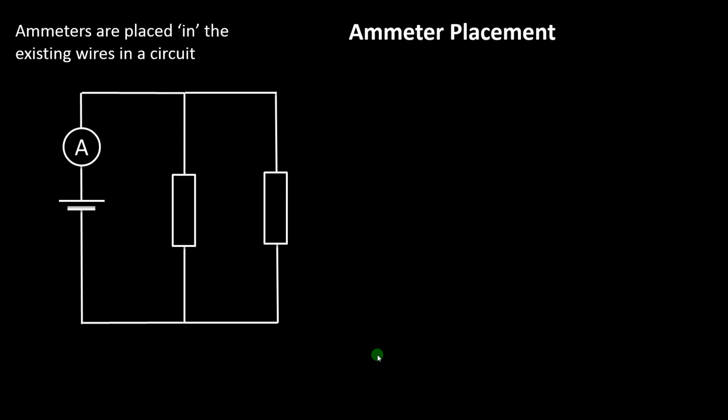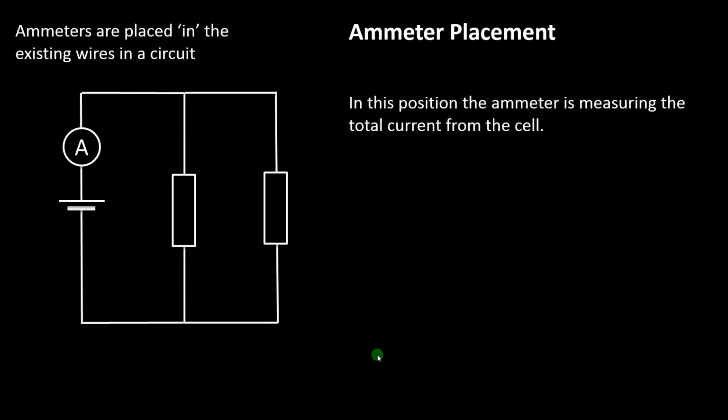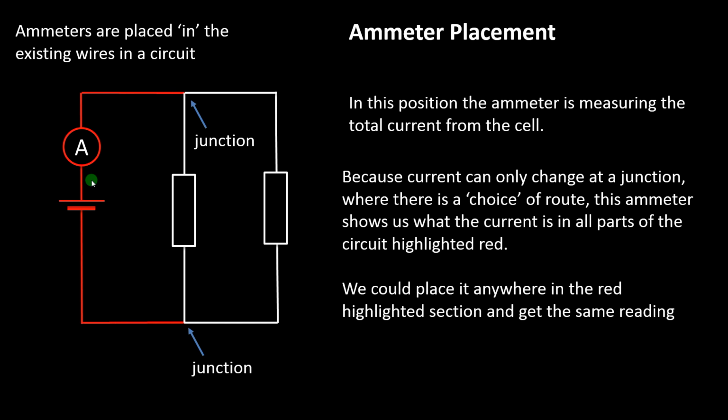Okay, so this ammeter here is measuring the total current from the cell just underneath it. And it's really important to appreciate, very often people get confused about which current ammeter placement means we're measuring. So if you look at this, the current, as we'll see in a later video, can only change at a junction. Basically, it splits when it gets to a junction if it's branching out, and it joins together and merges back again if the current comes from 2 branches into a single one.